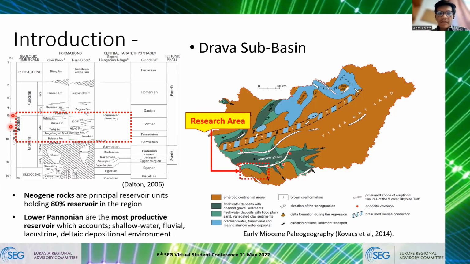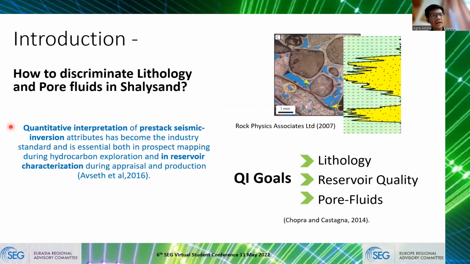So the main question is, how do we discriminate the lithology and pore fluids in shelly sands? Quantitative interpretation, or QI, based on prestack seismic inversion is one of the main industrial standards in oil prospecting and reservoir characterization, with the goals of knowing the lithology, the reservoir quality, and the pore fluid contained in a certain lithology.